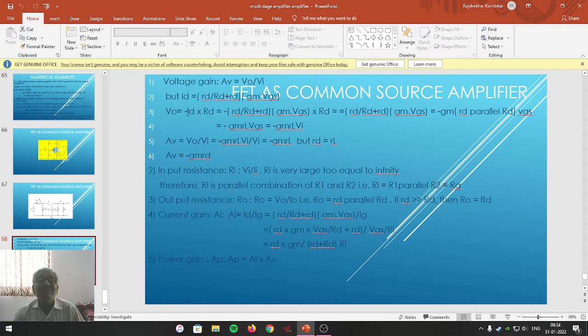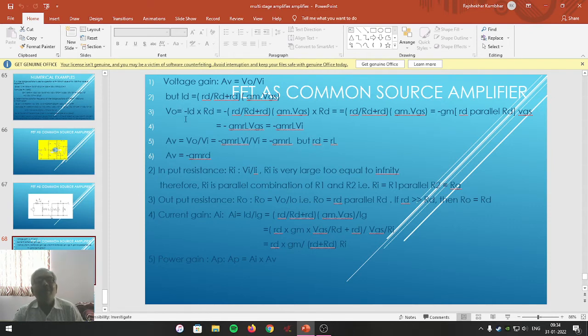Here the minus sign is taken because the direction of drain current is opposite to the direction of the conventional current that flows through the drain. That's why the negative sign is considered. ID into RD, capital RD, is the load resistance. This represents the output voltage developed across the drain.